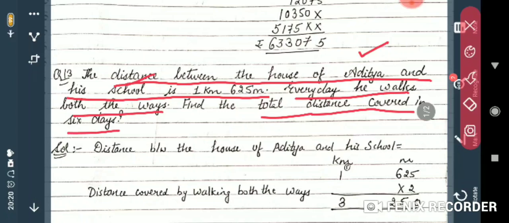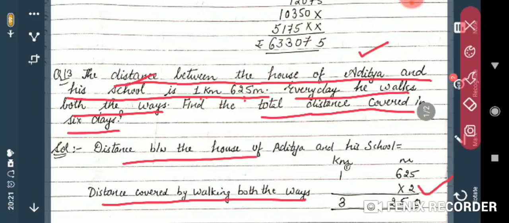So the distance between his house and school is 1 kilometer and 625 meter. Every day he goes from his home to school and comes back from school to home. When going from home to school, the distance covered is 1 kilometer and 625 meter. As he goes to school, he will come back also, yes or no? So he has traveled 2 times, because he has to travel both ways. So what will you do? You will multiply by 2. Then only you will be able to calculate how much distance he has covered in a single day.